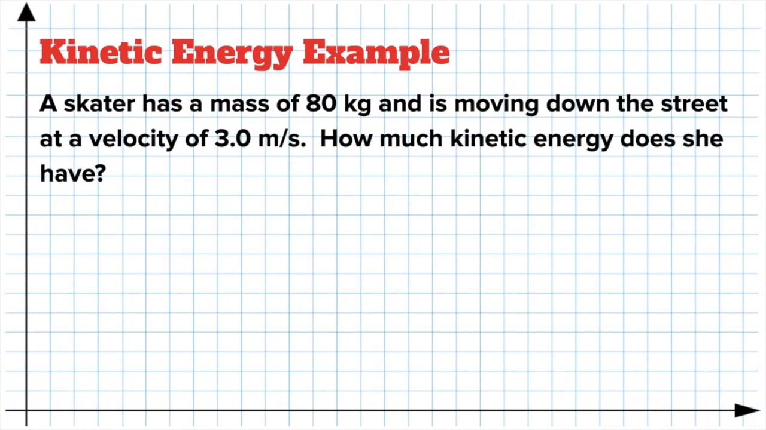So here's an example problem I want to solve. I've got a skater, and she has a mass of 80 kilograms, and she's moving down the street at 3 meters per second. So we're talking about 8 or so miles an hour, but it's 3 meters per second, okay? And I want to know how much kinetic energy does she have? That's the problem I want to solve.